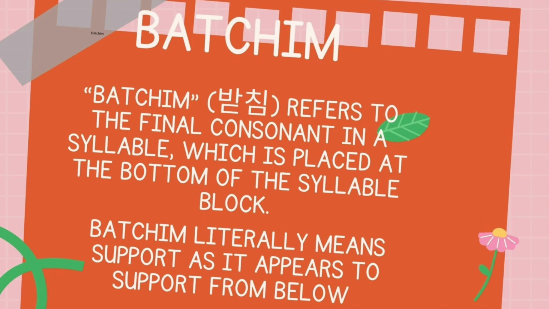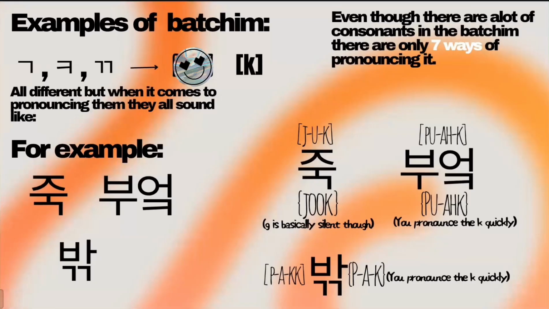Batchim. Batchim refers to the final consonant in a syllable block, which is placed at the bottom of the syllable block. Batchim literally means to support, as it appears to support from below. Examples of batchim are kiyeok, kieuk, and the double consonant ssang-giyeok. They are all different, but when it comes to pronouncing them, they all sound like K.